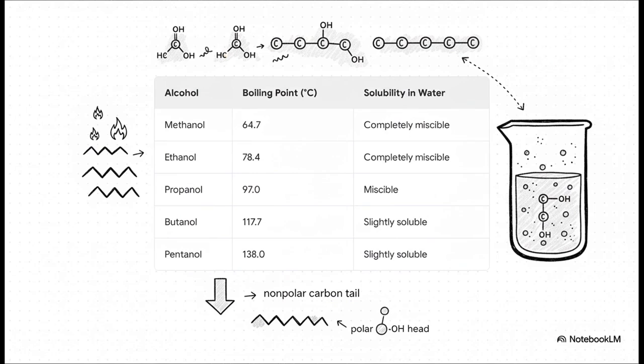And you can see this trend perfectly in the data. As the carbon chain gets longer and longer, from methanol to pentanol, the boiling point just keeps climbing higher and higher. That's because the bigger molecules have more surface area for those hydrogen bonds to grab onto. But now look at the solubility in water. It does the complete opposite. That long, oily carbon tail starts to overpower the single polar negative OH group, making the alcohol less and less willing to mix with water. It's this perfect balancing act between two competing forces.